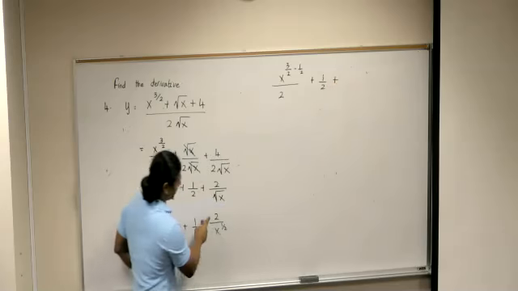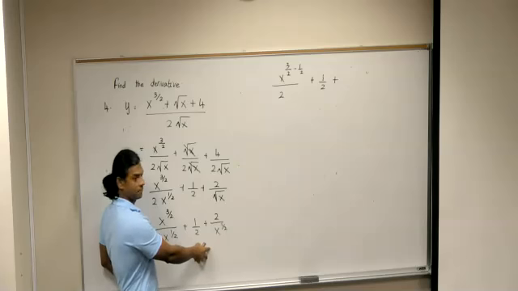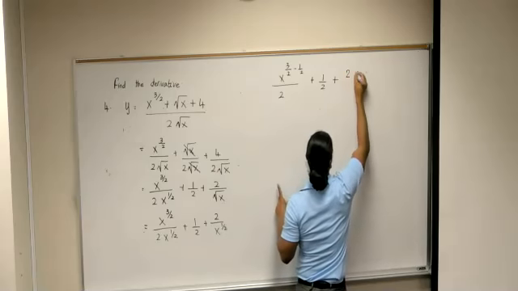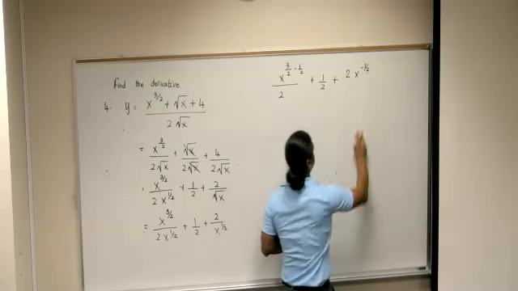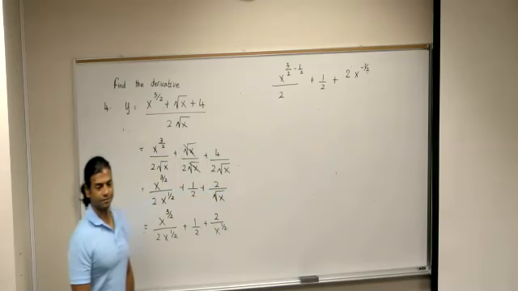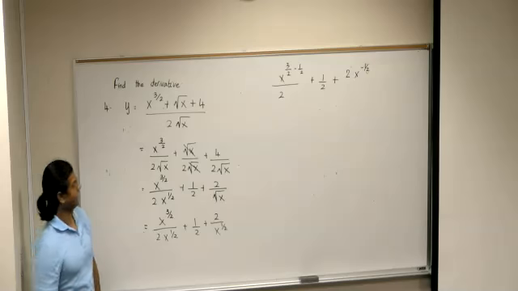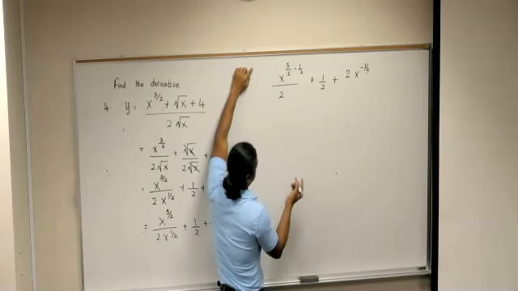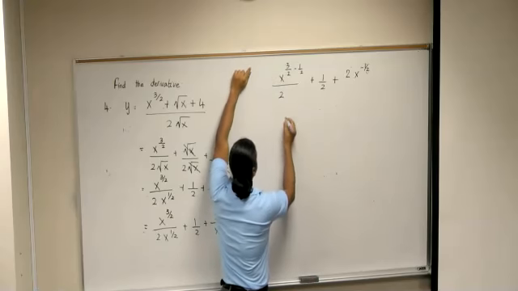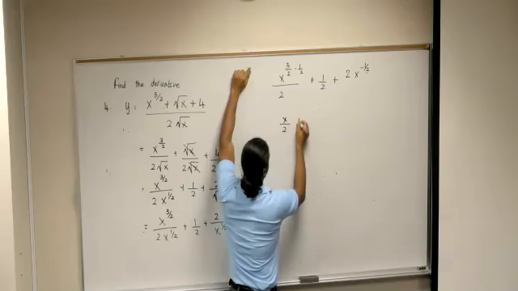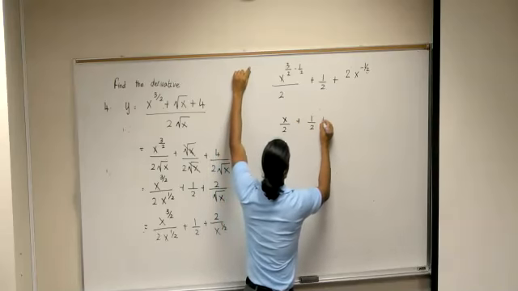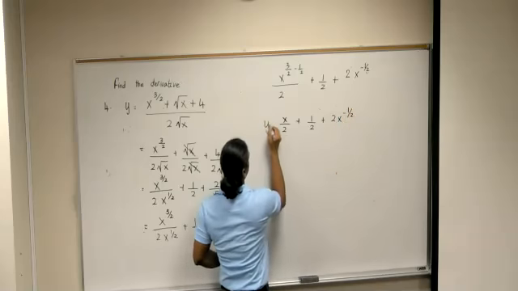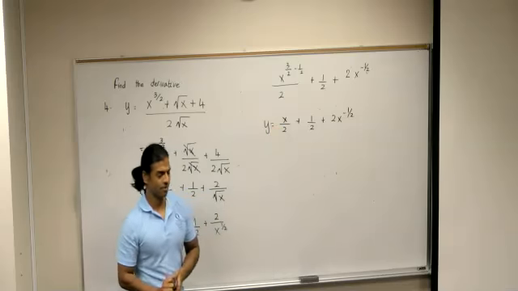What happens to this term? Moves up. So 2 x raised to negative 1/2. Good. X raised 3 over 2 minus 1 over 2 is 2 over 2, which is 1. So x over 2 plus 1/2 plus 2 times x raised to minus 1/2. Are we done yet? No.